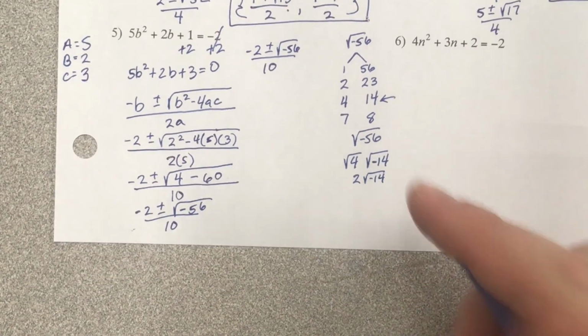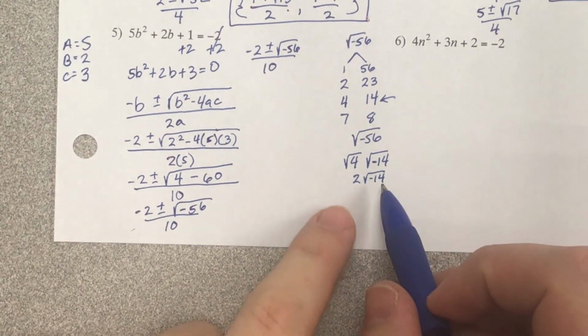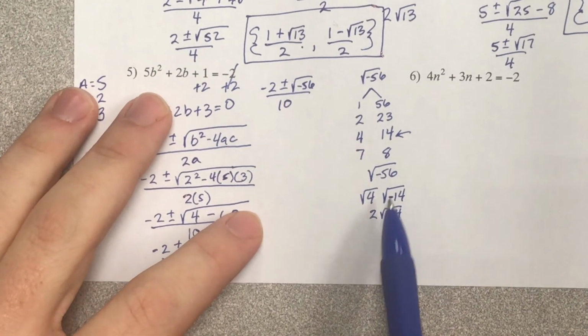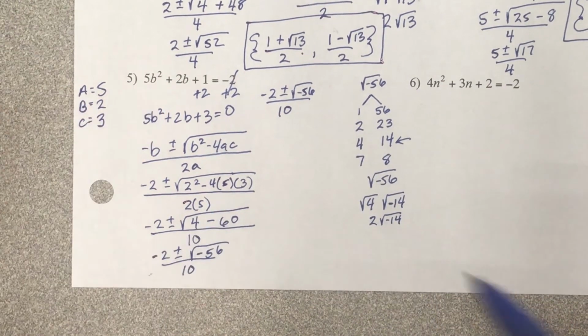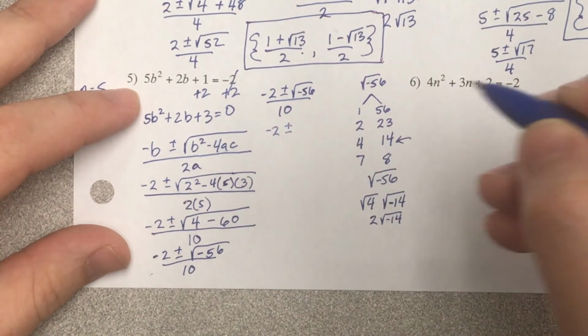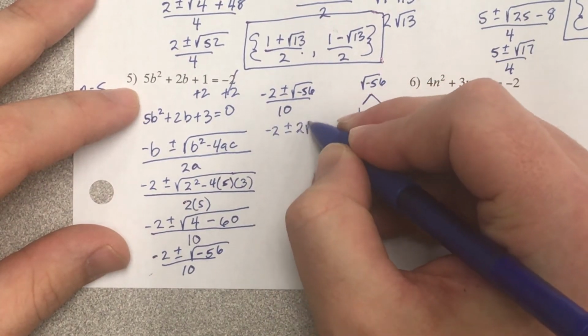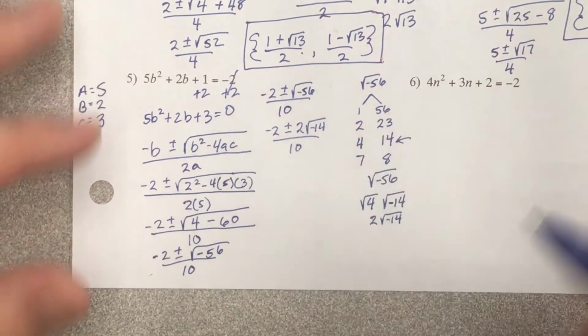Now we deal with this negative right here. Actually, let's bring this back up here and let's rewrite it as this right here. So I hope you kind of understood that progression. If not, hey, talk to me. So we got negative 2 plus or minus 2 square root of negative 14 all over 10.